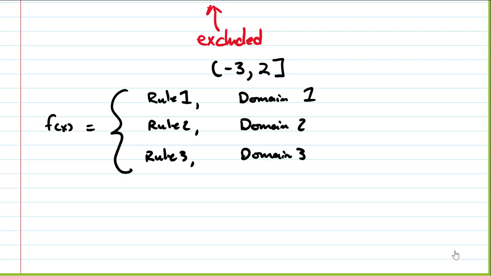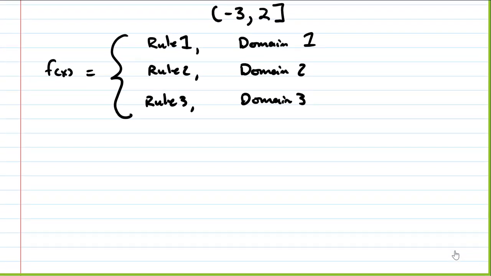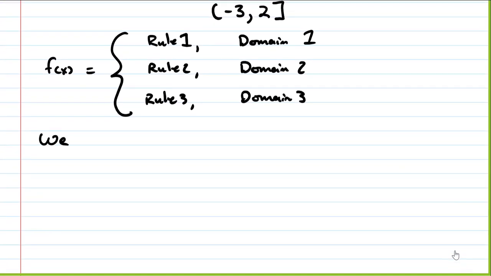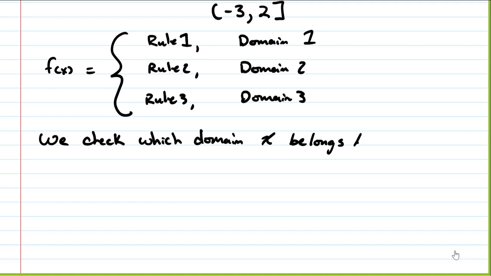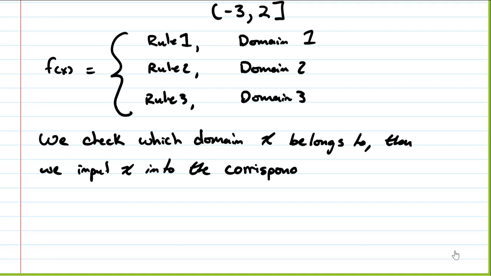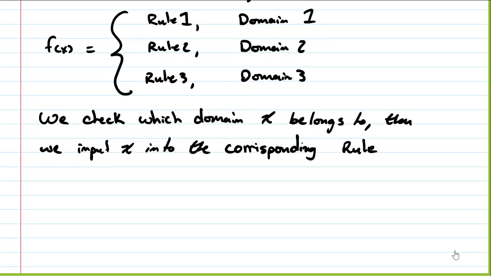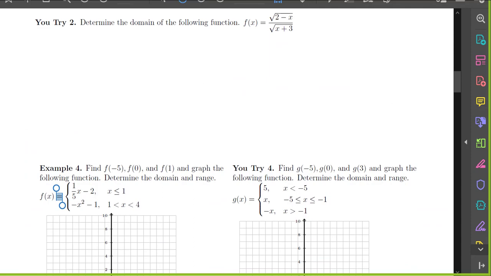So in order for us to determine which inputs go where in this, the first thing we have to do is we first check which domain x belongs to. Then we input x into the corresponding rule. So to help this make more sense, let's just go ahead and start on an example.